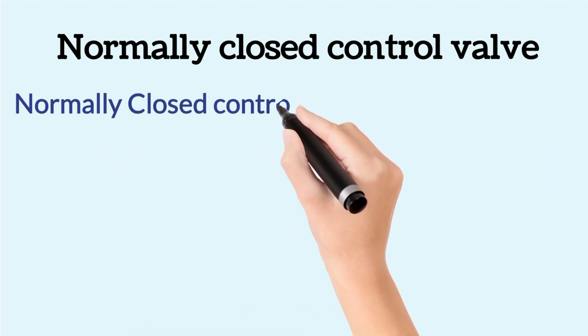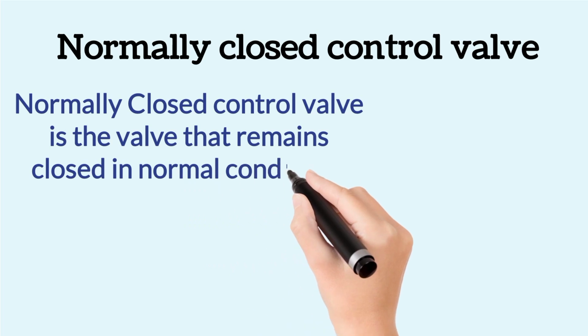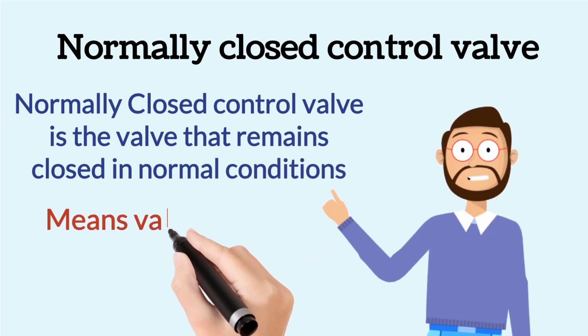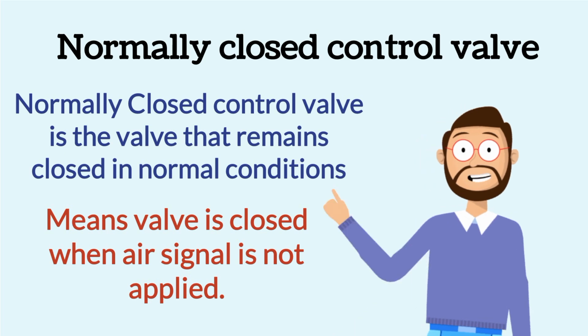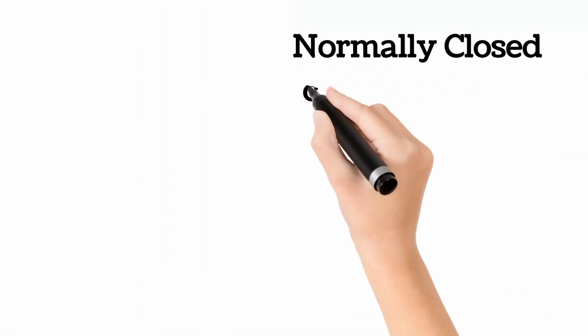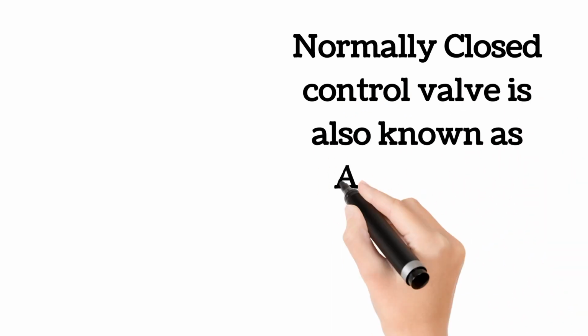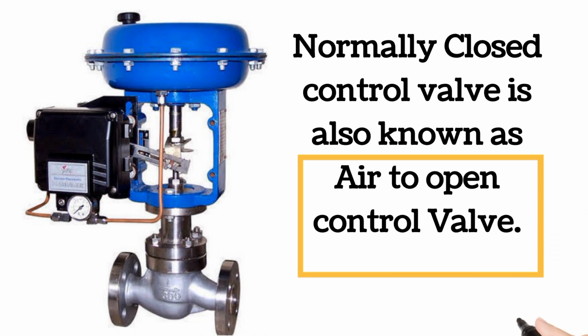Now we will discuss normally closed control valve. Normally closed control valve is the valve that remains closed in normal condition, means the control valve is closed in the absence of air signal. Normally closed control valve is also known as air to open control valve. Let me explain to you why we call it air to open control valve.